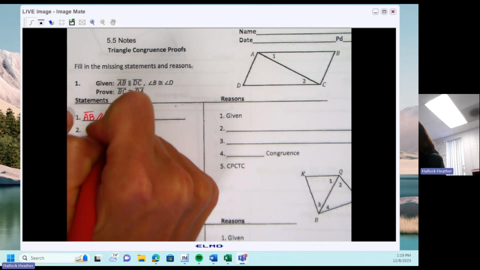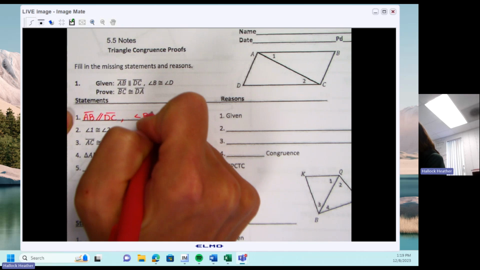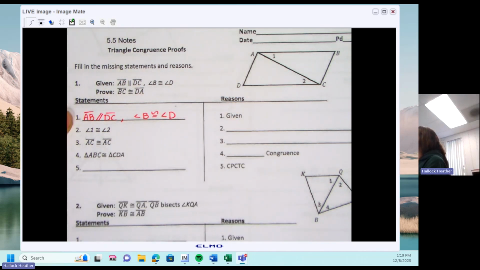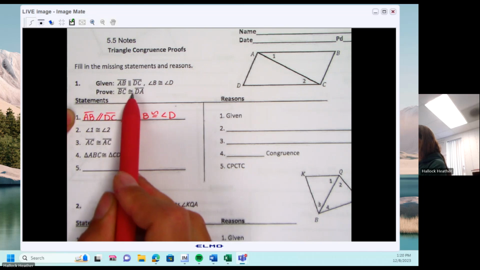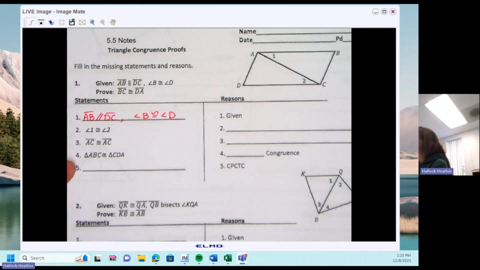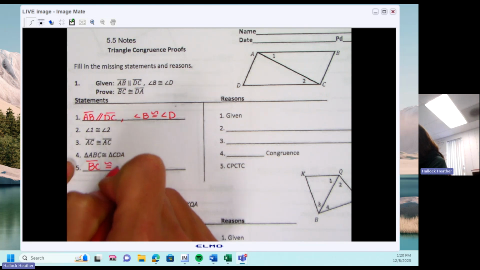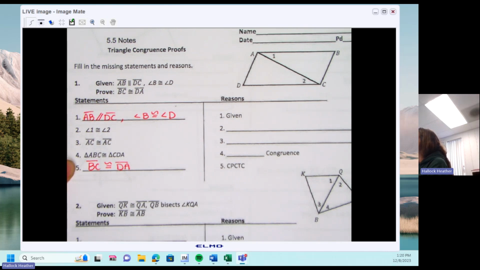AB is parallel to DC. And then what else? Perfect, angle D. Okay, and then the first reason's obviously going to be given. Where else can I fill in something that I already know right off the bat? Perfect. So I know I need to prove BC is congruent to DA. So that is going to be number 5. I'm going to put that down here. BC is congruent to DA. And now I'm going to start at the beginning and I'm going to fill in the given information.